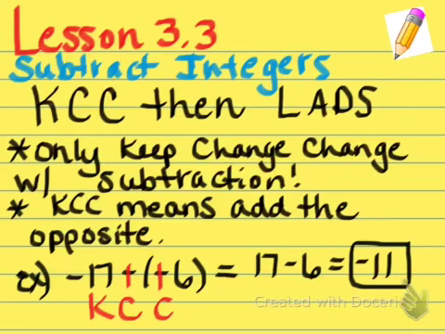So here's a quick example here. You can see in red I went over the problem and did the keep, change, change. I kept the negative 17, I changed subtraction to addition, and I changed the negative 6 to a positive 6. Problem becomes 17 minus 6. Negative 17 has the greater absolute value, so I need to keep a sign of negative 11 with my answer.